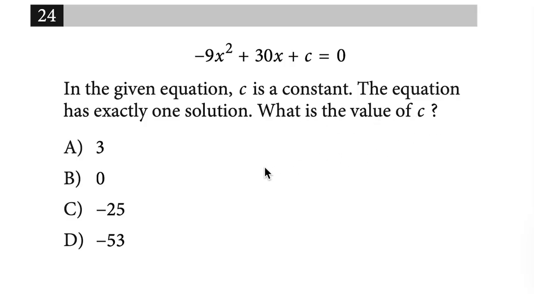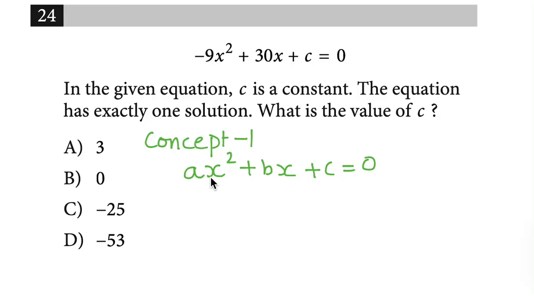Before solving this question, I just want to cover every concept related to it. Now, concept number 1. You can keep on writing because these will be useful for solving other questions too. A standard quadratic equation is always in the form ax squared plus bx plus c is equal to 0, where a is the coefficient of x squared, b is the coefficient of x, and c is the constant term.